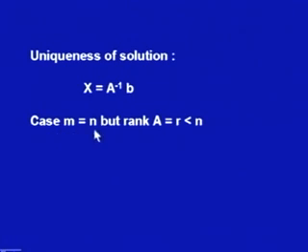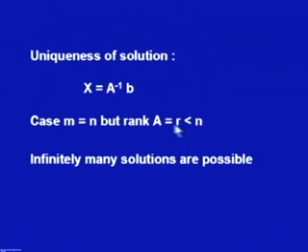But suppose we have a case when m is equal to n, but rank of A is not n, it is R which is less than n, then we may not be able to get the unique solution of the system. So, in this case, if rank A is equal to R, which is less than n, then in fact we will be having infinitely many solutions for the given system. So, now we have two cases. If m is equal to n, then we may have a unique solution when the matrix A is invertible, but if the matrix is not invertible and rank of A is less than n, then there will be infinitely many solutions possible.